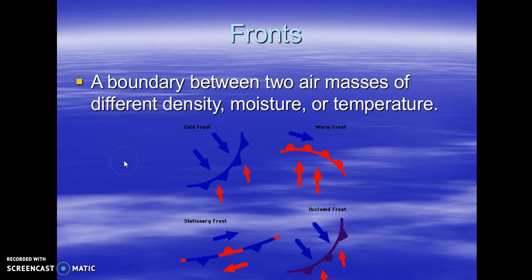All right, so what are fronts? Well, fronts are just a boundary between two air masses. It's going to be cold and warm. They may have different densities, moisture, or temperature. Go ahead and write it.